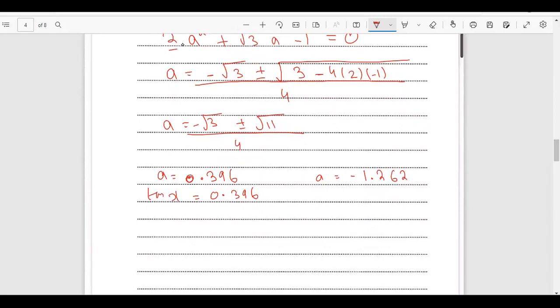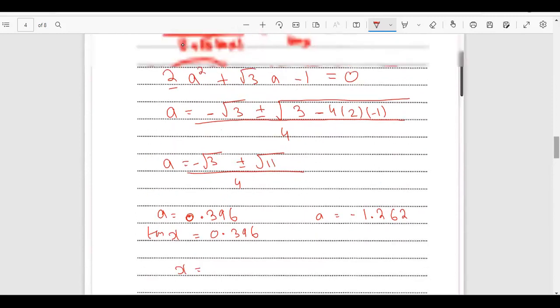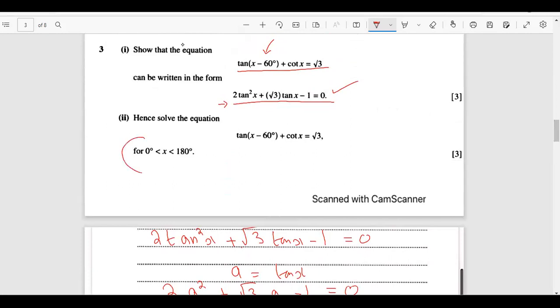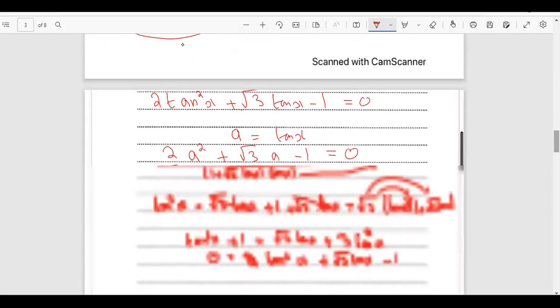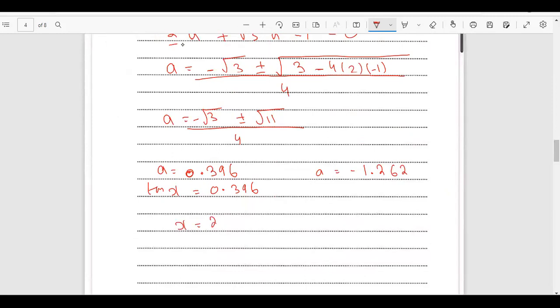Let's find the value of x first. Can you please do tan inverse 0.396? And make sure that your calculator is in degrees mode because this range is in degrees. Maybe 21.6. Very good. Okay, now 21.6 is just one angle.